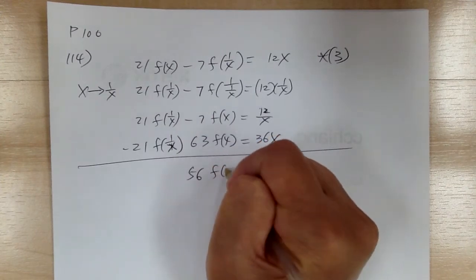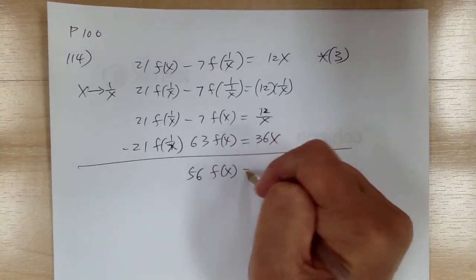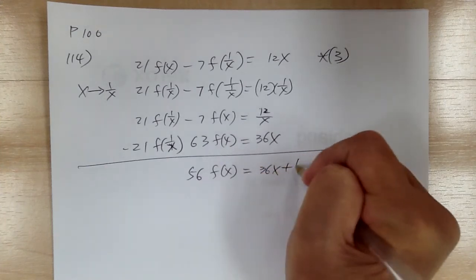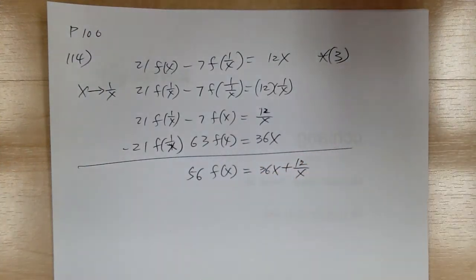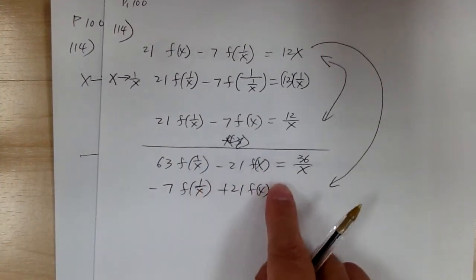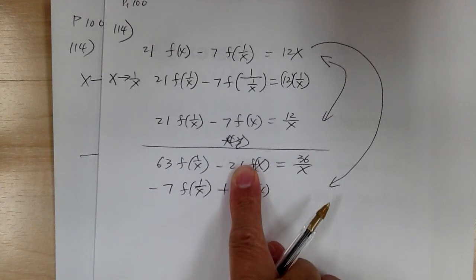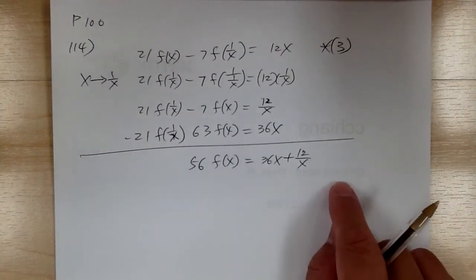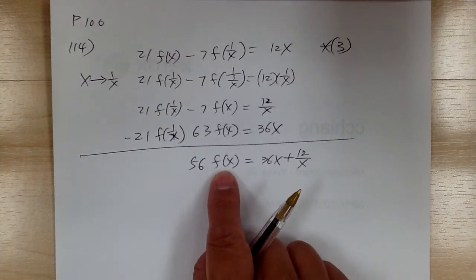56 f of x, and this will equal 36x plus 12 over x. So what we did earlier is we eliminated the wrong part. We ended up eliminating this, so that's not good. We want to eliminate f of 1 over x. So now we can go and solve for f of x.